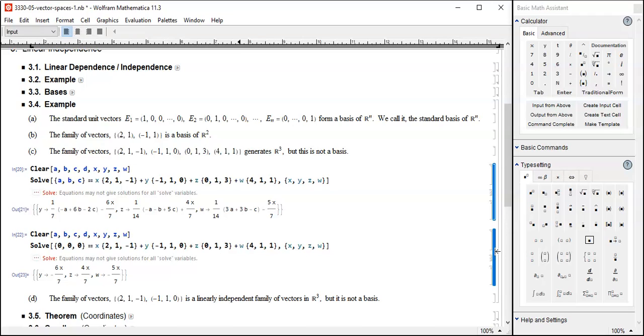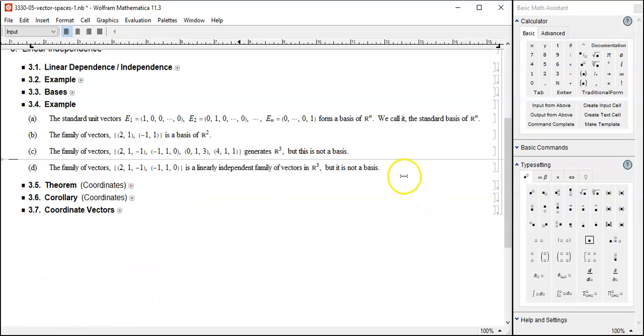well, I don't think this is appropriate for an exam problem, but in homework I can write some 3D problem. Okay, how about this? The family of these two vectors is linearly independent, but it's not a basis. So in this case, linearly independent, but failed to generate.